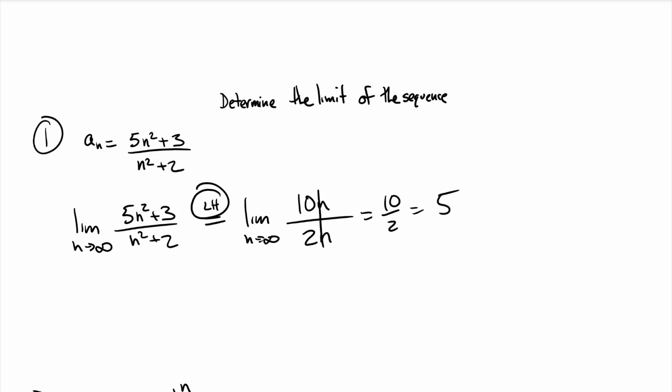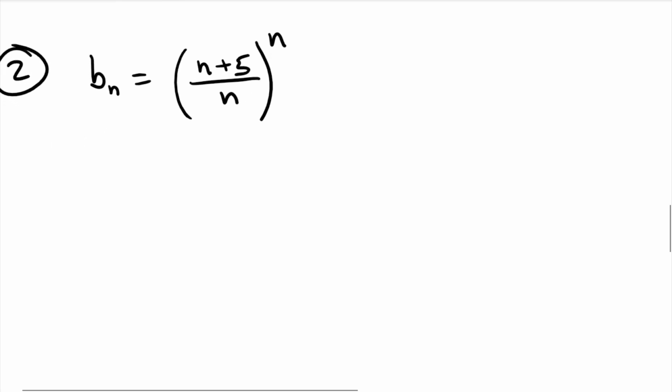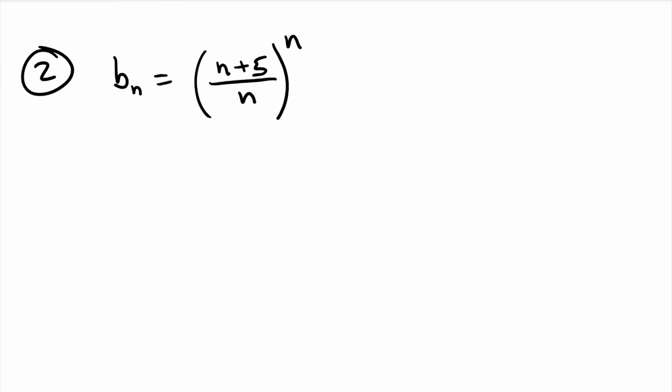So there we go. We found the limit of the sequence. It's 5. Let's go to another one. All right, b sub n is equal to n plus 5 over n, all raised to the nth power. This is going to be another example of, do you recognize it? Because if you recognize it, you can just state the answer from Calc 1, previous class, or you get to do a ton of frickin' work.